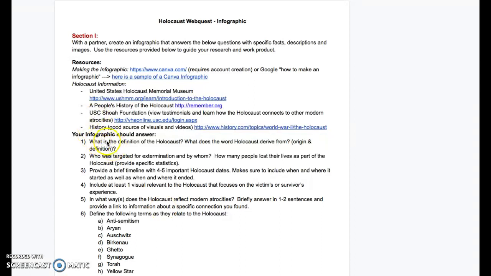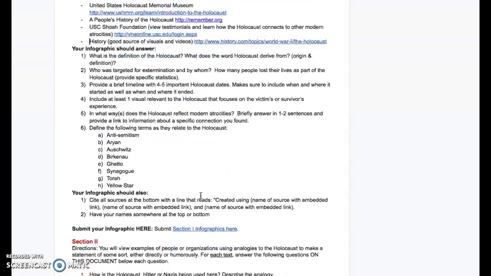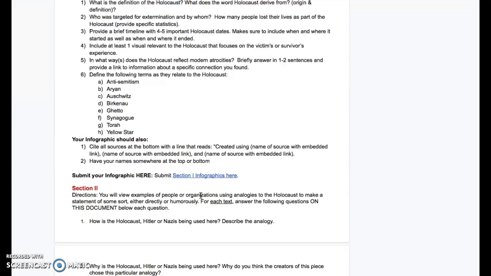To help you with your research and answering questions 1 through 6, here are some really helpful, credible websites here in the dashes. You're also welcome to use your world history book if you have that on you. Okay, when you are done with 1 through 6, please don't forget to cite your sources. You don't need a formal works cited page, just use the format I provide. And then when you're done, submit your infographics here.